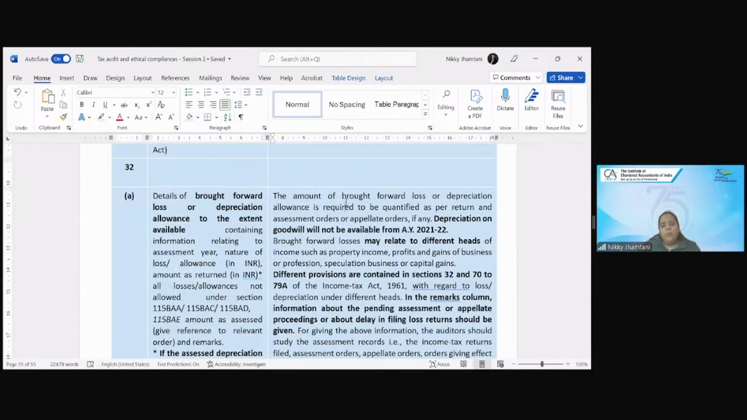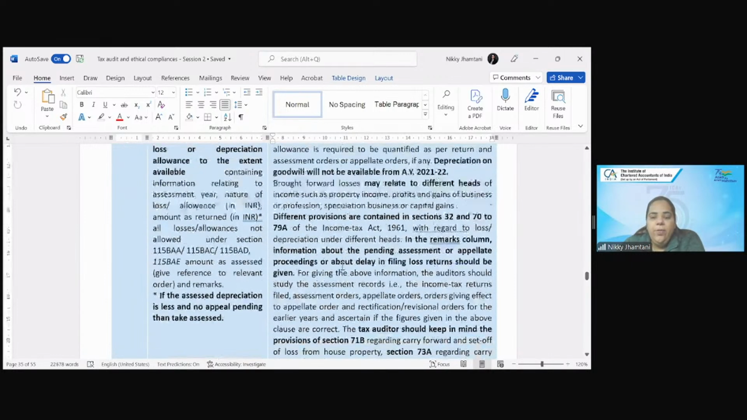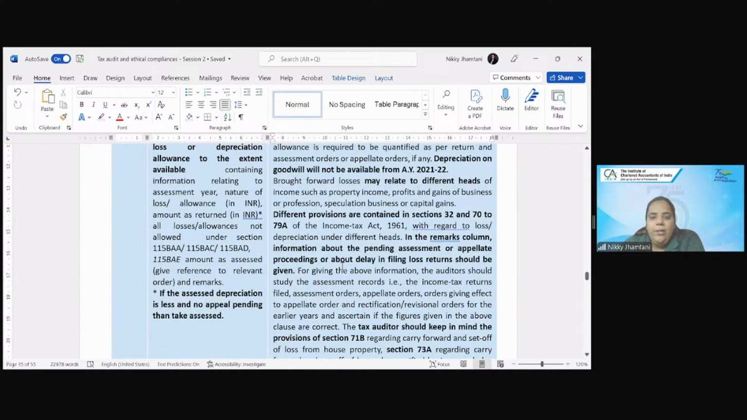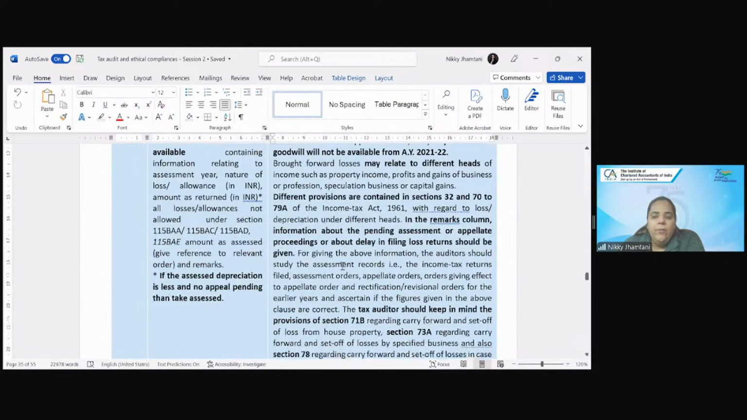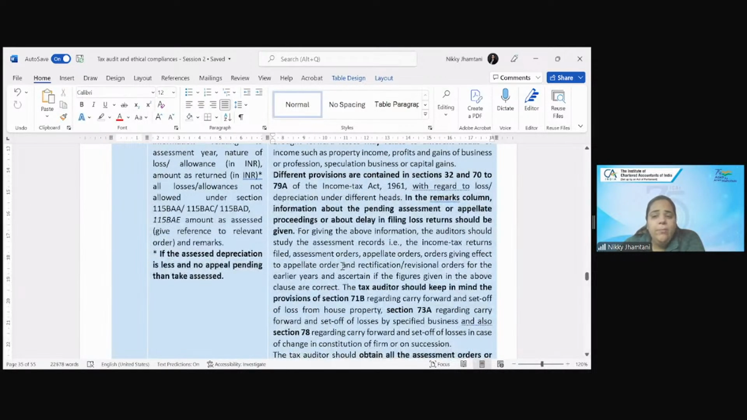Brought forward losses may relate to different heads of income such as property income, profits and gains of business or profession, speculation business or capital gains. Different provisions are contained in Section 32 and 70 to 79A with regard to loss or depreciation under different heads. In the remarks column, information about the pending assessment or appellate proceedings or about delay in filing loss returns should be given.